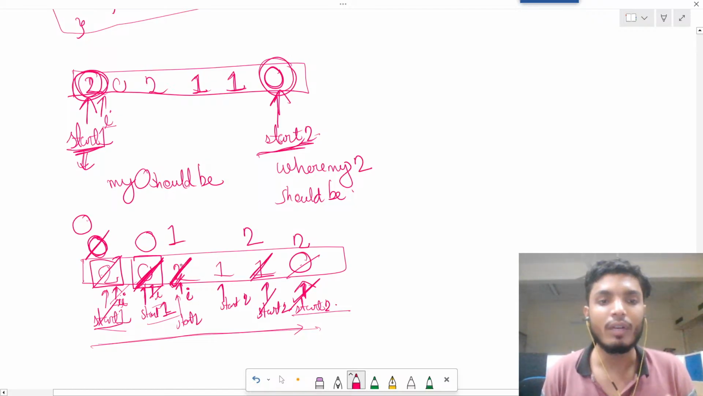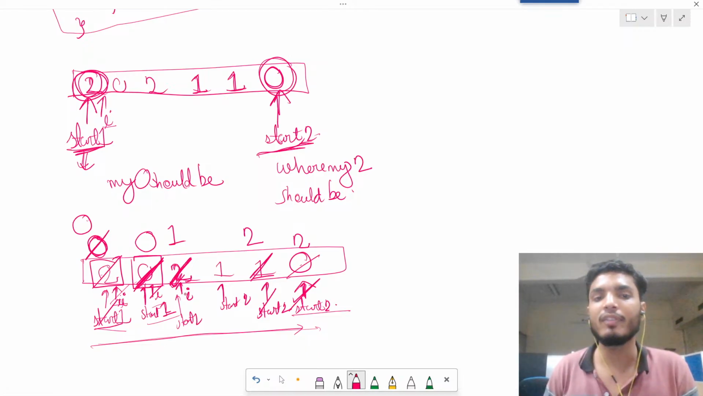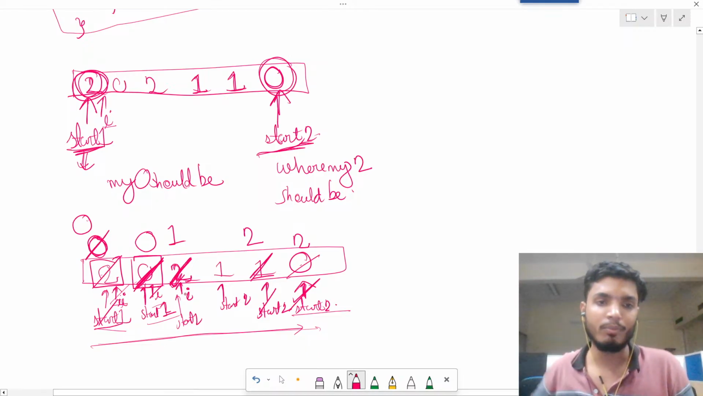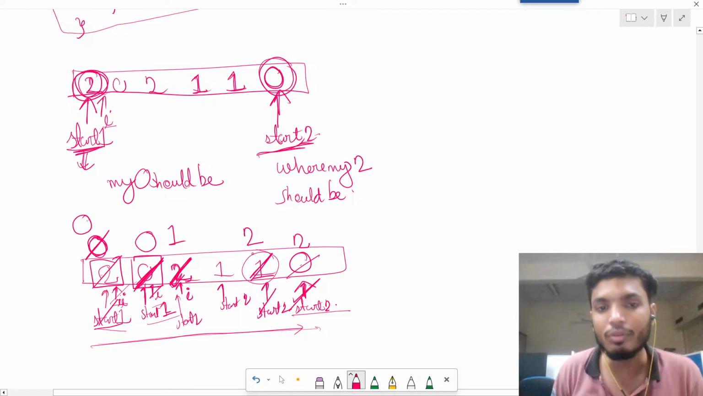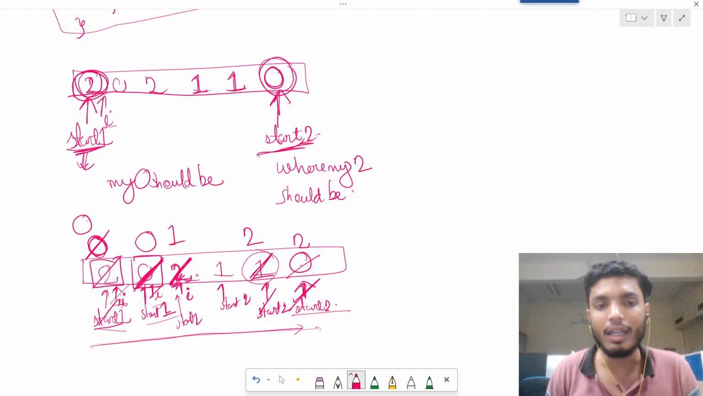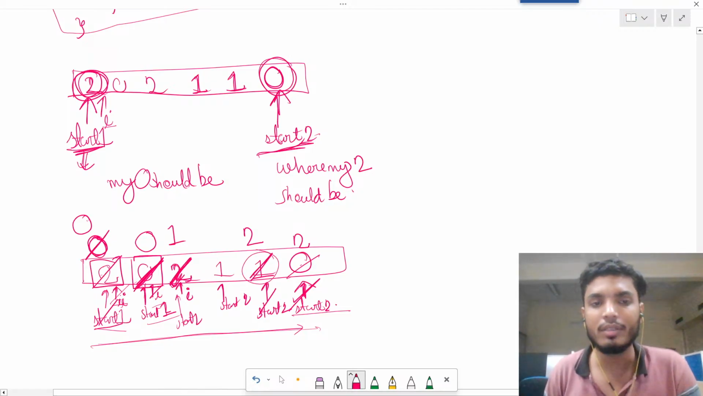Why? Because originally it had 2, and I swapped with the future element. I don't know what it could be. So that is why I will not be increasing I, because it was 2.